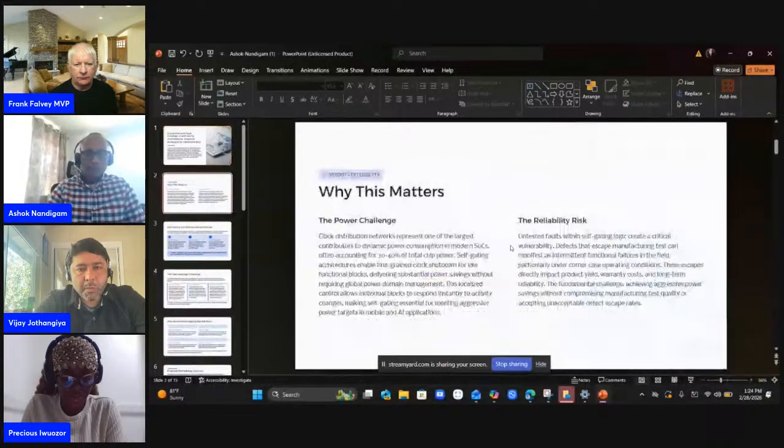In this slide, I already mentioned the power challenges we have, especially with the GPUs and the AI applications and the mobile applications. As we keep on increasing, the challenges with the power consumption are quite high.